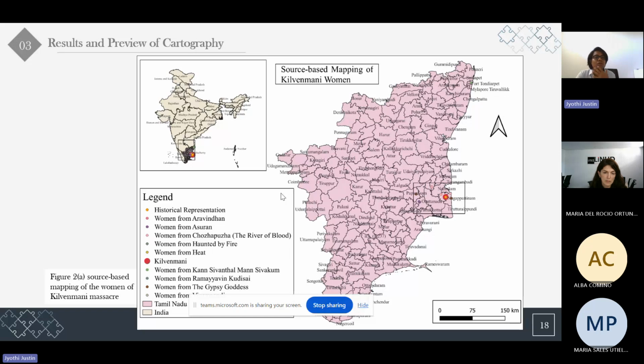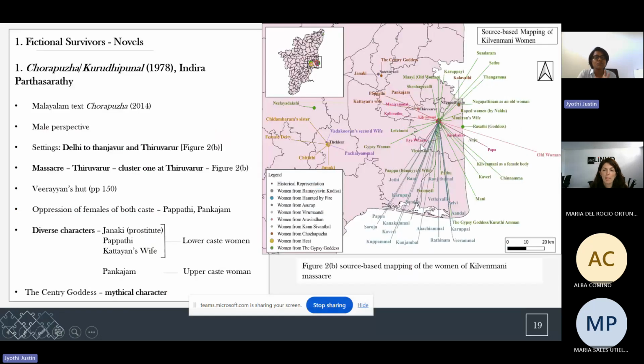This is a zoomed out version of the location of the female survivors. You can see India, the whole map of India, and then the location of Tamil Nadu. And from Tamil Nadu, if you zoom in to Kilvenmani, this is how the survivors are located. And in this map, you can see that there are historical representations and also women from each of the sources that we are looking at. So I'm not going into detail on all the texts that we are looking at, but we can see that there are particular clusters that are forming in these areas, especially around Kilvenmani.